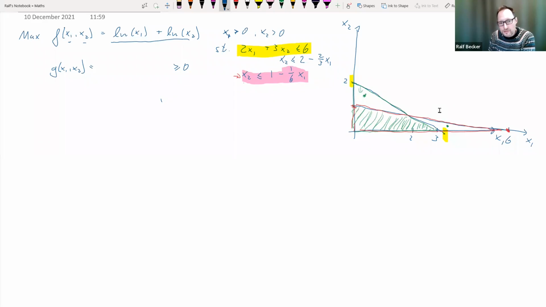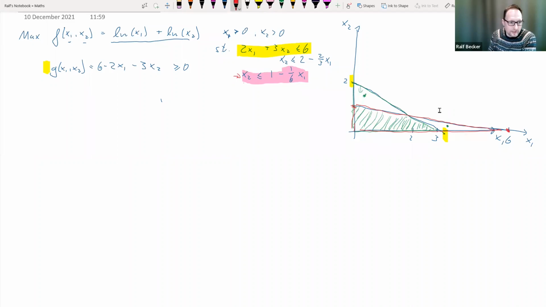Well, you see we have 6 is larger or equal to that on the left-hand side. So we bring the left-hand side over to the right-hand side. So it's 6 minus 2x1 minus 3x2 has to be larger or equal to 0. That's the yellow constraint. And we have a second constraint.